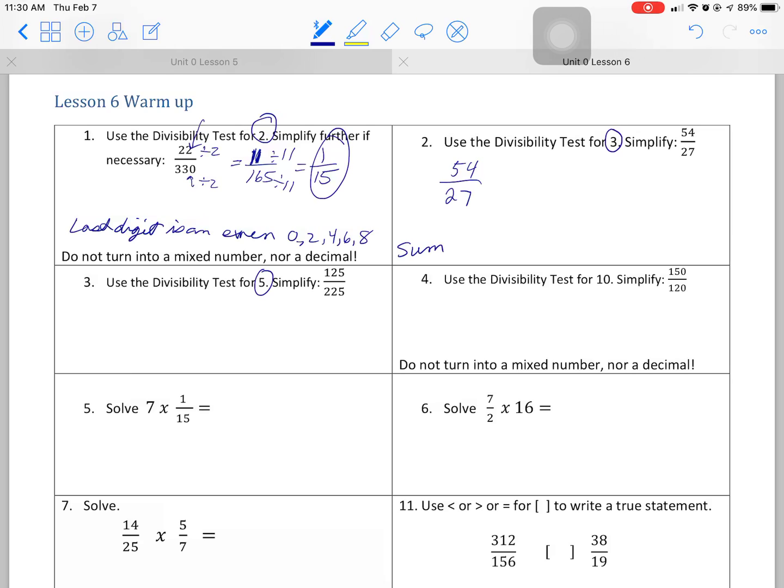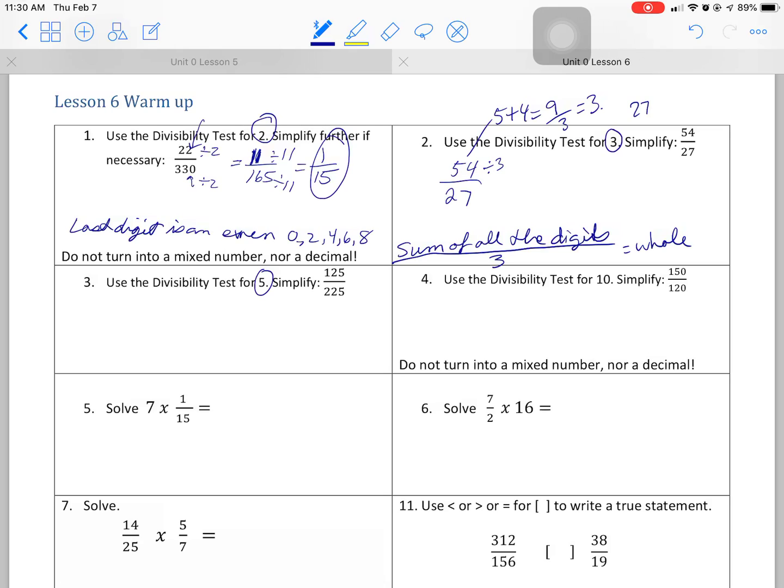The sum of all the digits. If that number comes up to something that's divisible by 3 and gives you a whole number, then you can divide the number by 3. So in this case, 5 plus 4 is 9. 9 is divisible by 3. It gets you a whole number that also coincidentally gives you another 3. Then you know you can divide that by 3.